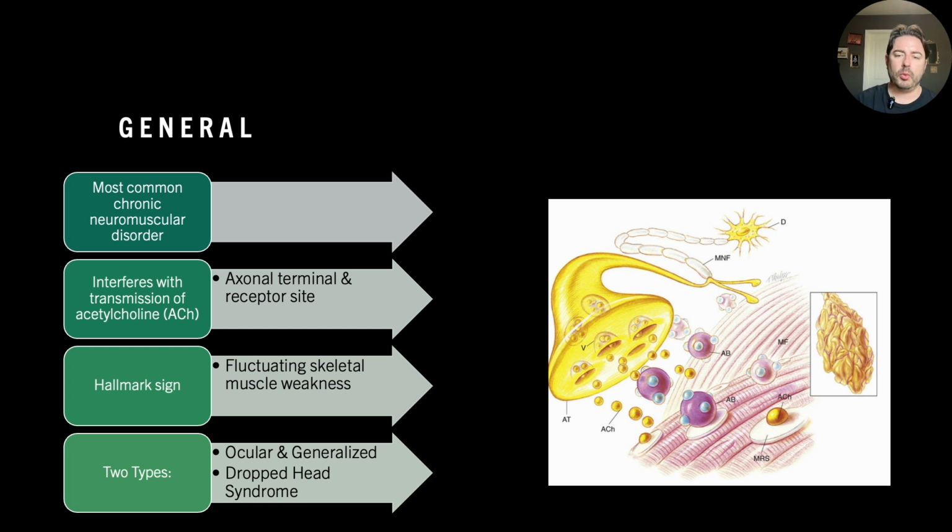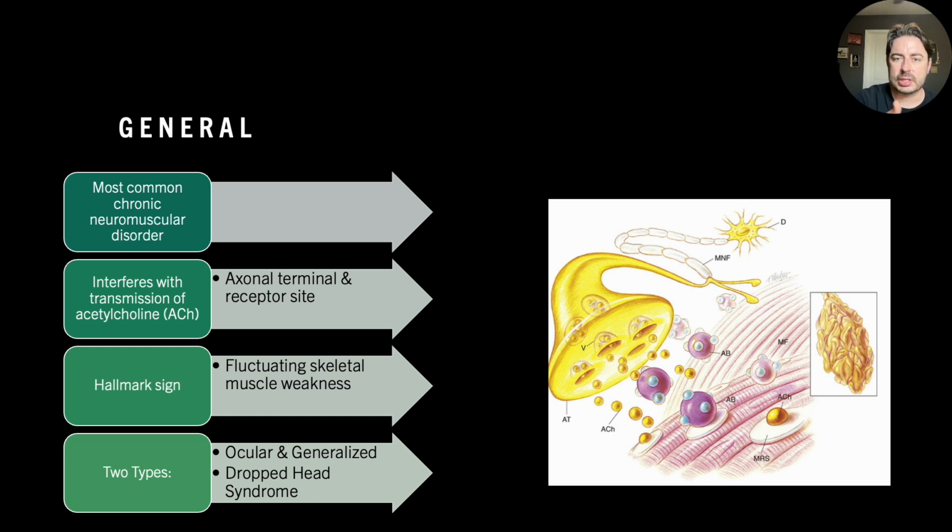So when we start out with myasthenia gravis, this is the most common chronic neuromuscular disorder. What it does is it interferes with the transmission of acetylcholine to the axonal terminal and the receptor site. Imagine if you were trying to send a text message to somebody and you are in a no service zone, right? When you send that message, if you get service, it'll go through. But if you don't get service, that text message will never go through. Well, this is kind of what it's like to have myasthenia gravis.